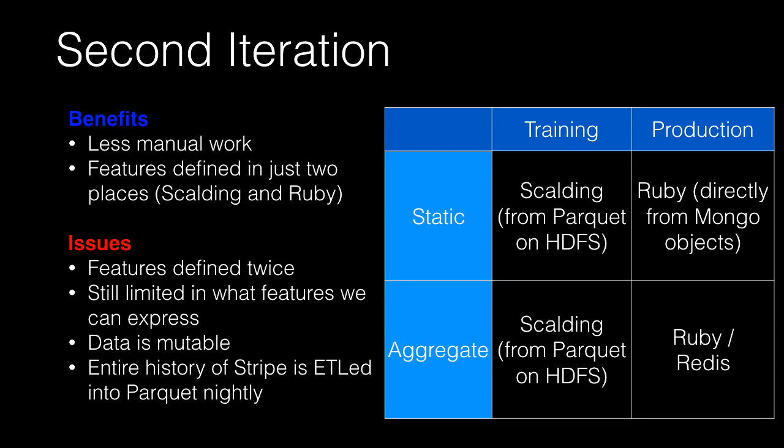But what are the issues? The primary issue is that features were defined in two places. And this often led to divergence in definitions. Little bugs not getting noticed, so the definition of account in training would be slightly different from the definition of account in production. And for a while, we didn't even have automated tooling to alert us of that fact.